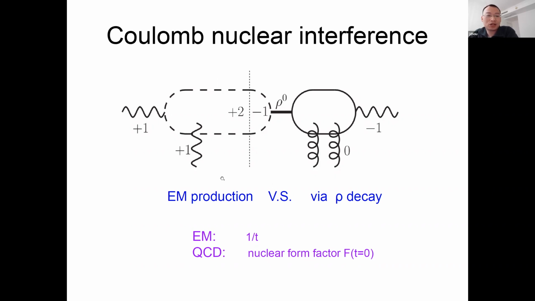Here we are interested in the interference contribution between the electromagnetic and the QCD amplitude. Such an interference contribution will give rise to a unique cosine phi and cosine 3 phi and some other asymmetries. Still, the underlying mechanism can be intuitively understood this way. I think this cartoon is clear enough.